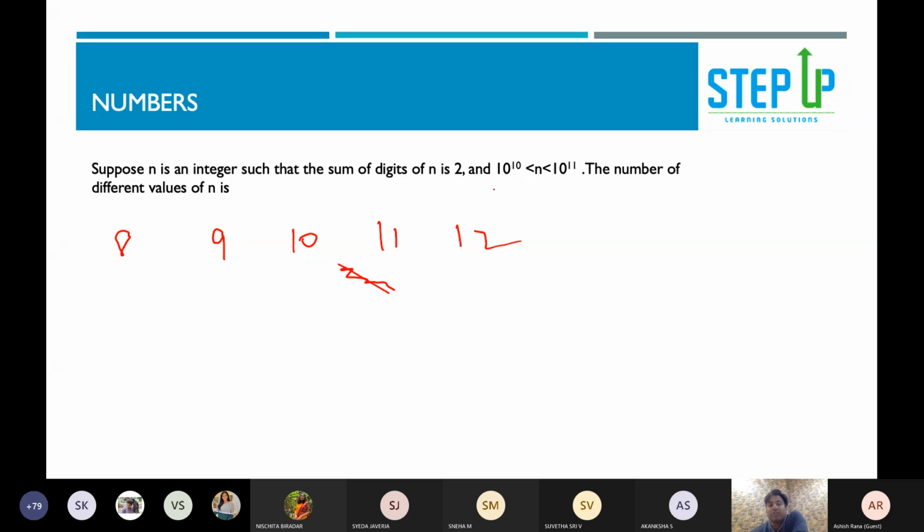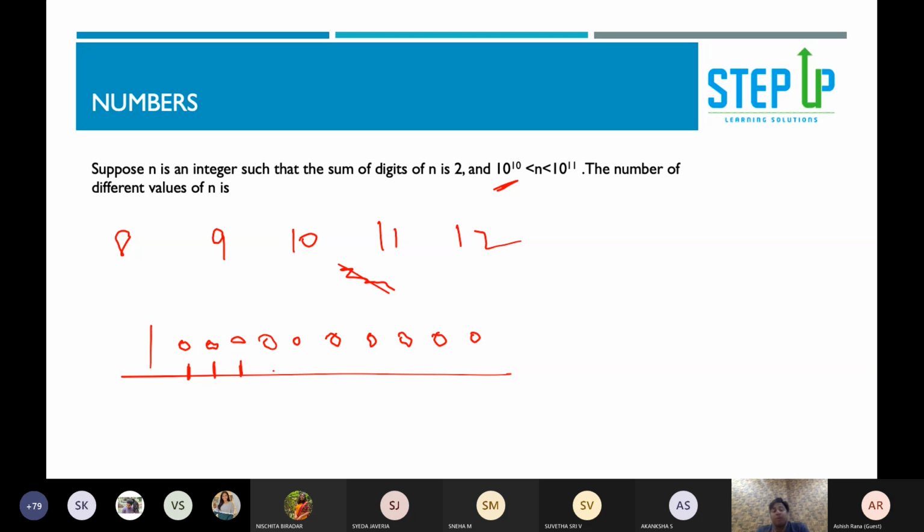Okay, I'll tell you. Here, you have 10 power 10. What does 10 power 10 mean? 1 followed by 10 zeros. Correct? This is what 10 power 10 is, and the number will be greater than this. And the sum of the digits should be 2. So either you can put 1 here, or here, or here, or any of these positions, correct? To get the sum of 2. Am I right?